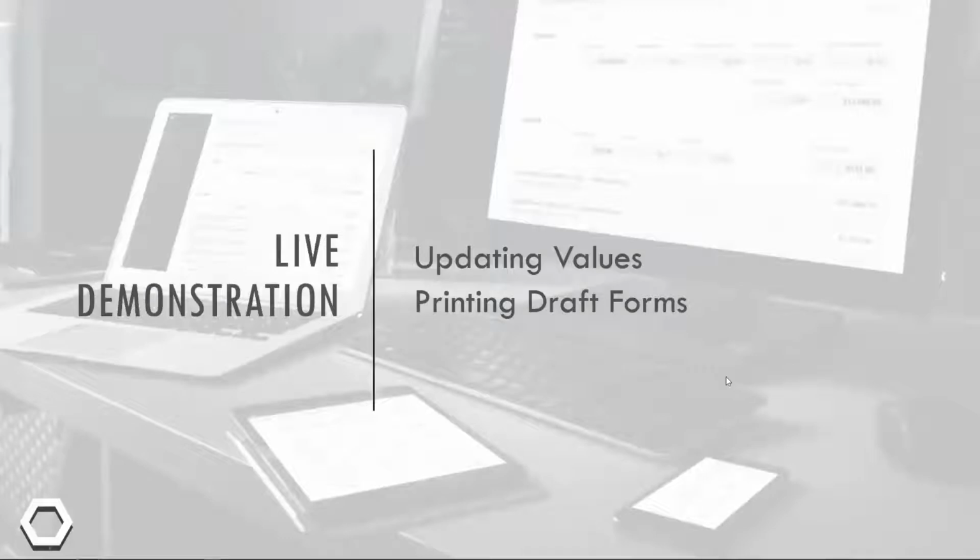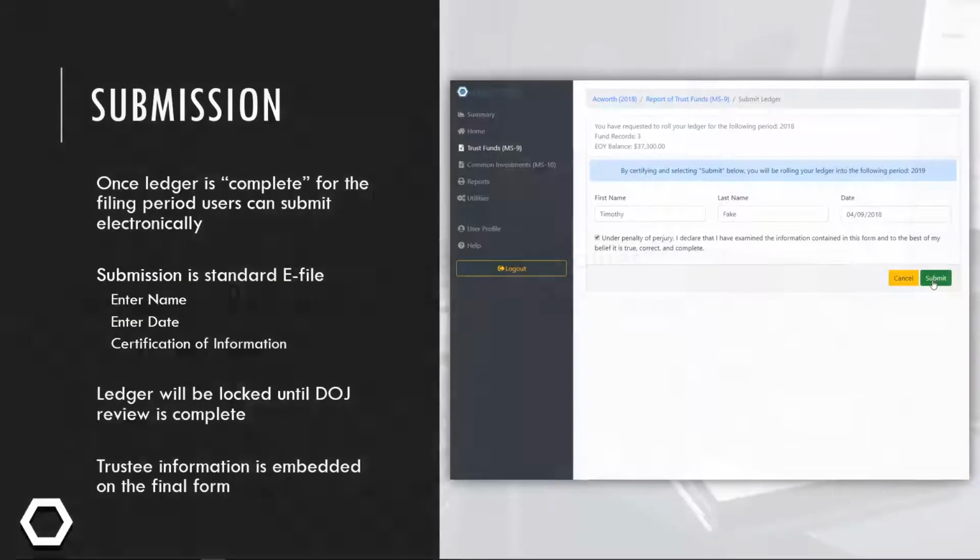Jump back over to my PowerPoint. We talked about updating values and printing draft forms, so I won't waste your time on that. So submission. Once you've gone through the process, you've updated everything, or you've imported a file and you're ready to submit, you'll go through the standard e-file submission. Once you submit, your ledger will be locked until DOJ finishes their review.